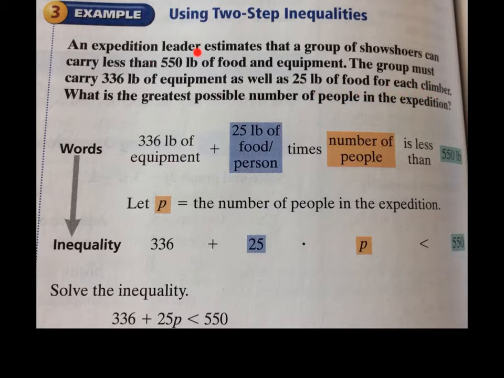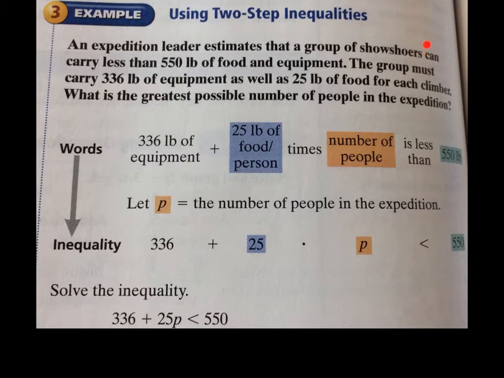Okay, so we know that they cannot carry any more, in fact less than, not even up to 550 pounds. So notice that down here, we say P is the number of people on the expedition. So we can have 336 pounds of equipment, so that's our steady. That doesn't change. We don't multiply that by people. 25 pounds of food per person, right? So 25 times P. All that together has to be less than 550. So again, my 336 for my equipment plus 25 pounds per person, they can carry less than 550.